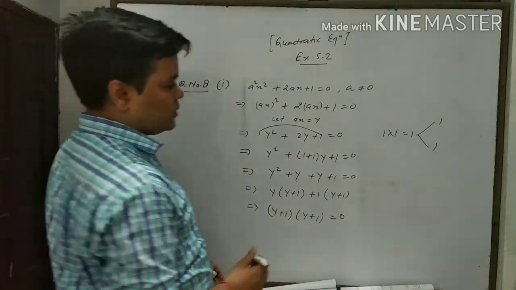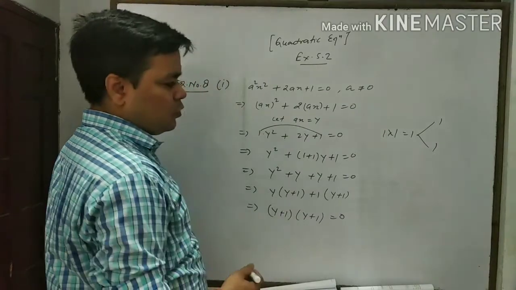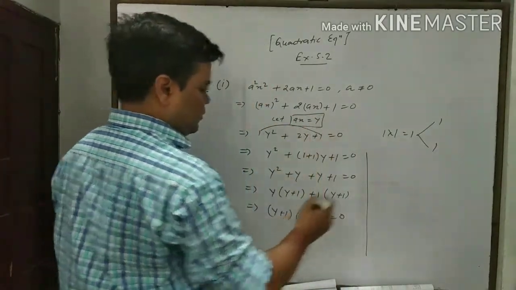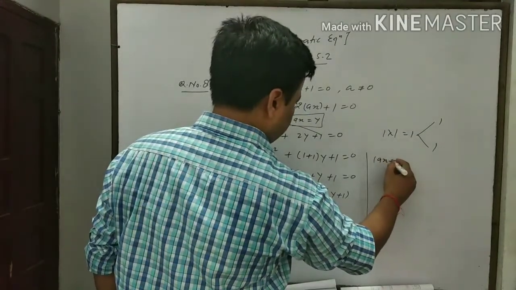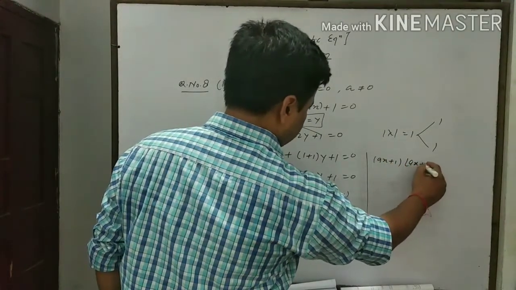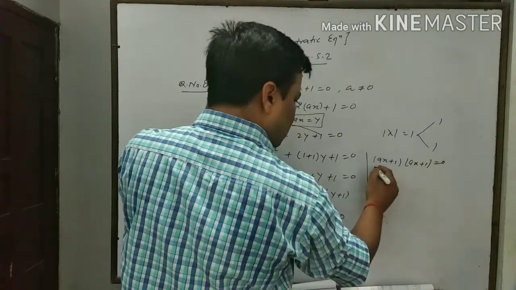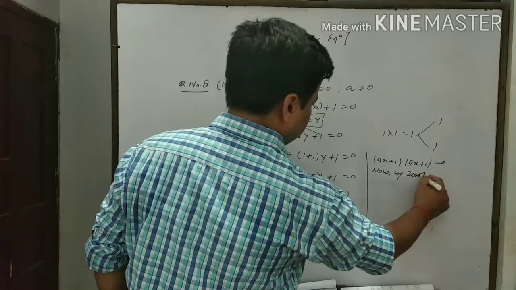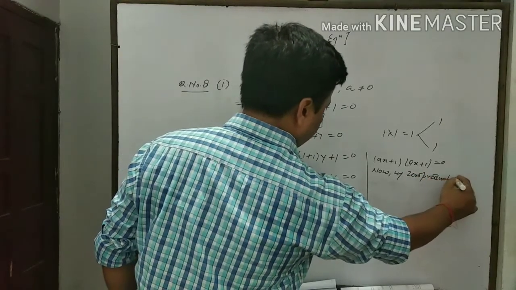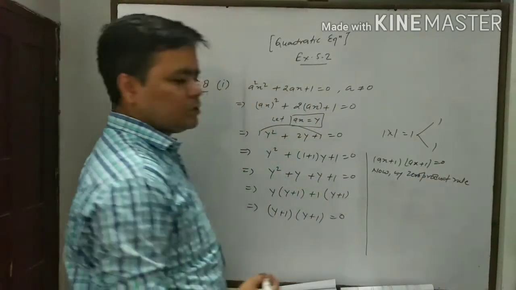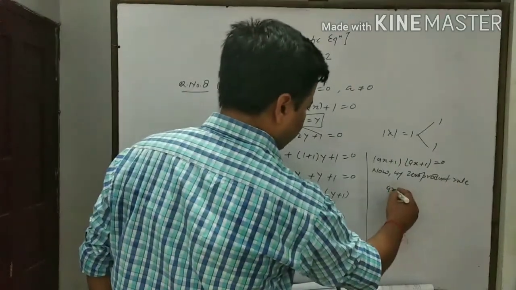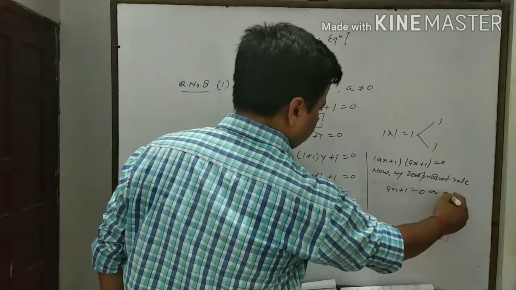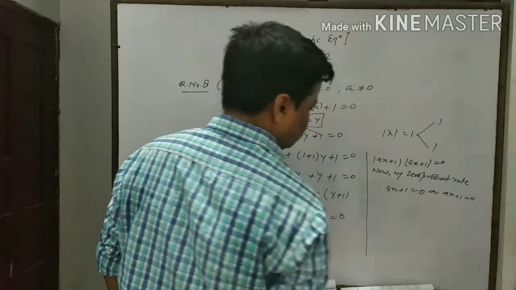But here y is equal to what? y is equal to ax. Then we can write ax plus 1 is equal to 0. Now by the zero product rule, ax plus 1 is equal to 0, or here also ax plus 1 is equal to 0.